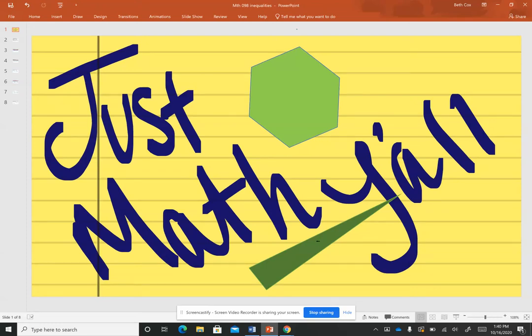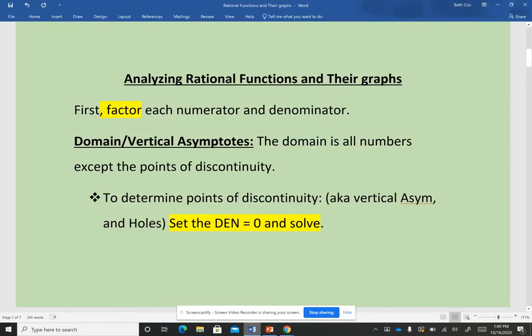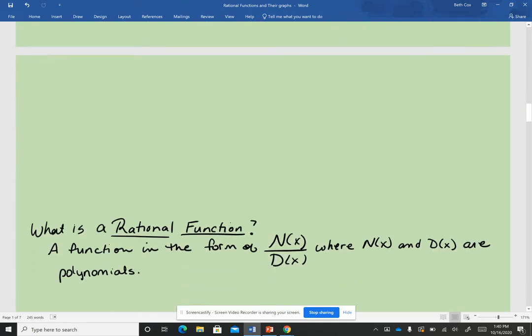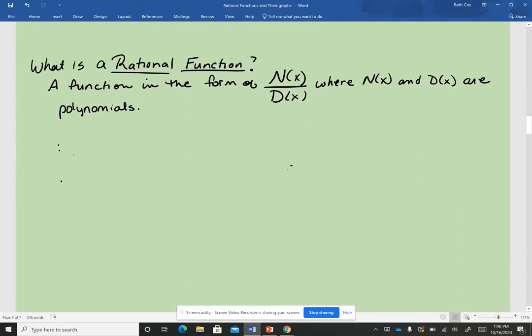Today we're going to look at rational functions and their graphs. So let's get started. Okay, so we're going to analyze rational functions and their graphs, but I just want to back up just a little bit. What is a rational function? And then we'll get into the analyzing.